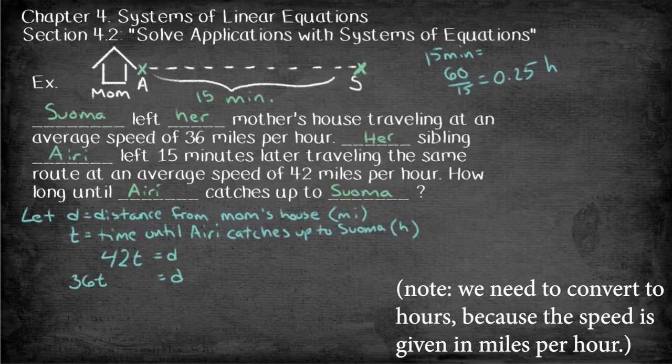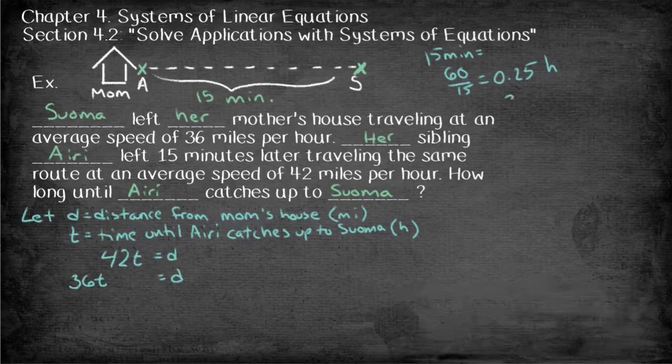So how far did she go in 15 minutes? Well, that would be 36 times 0.25, which would be 9 miles. So to properly calculate the distance from their mom's house when they meet up, we have to add in that 9 miles that Suoma had already traveled.